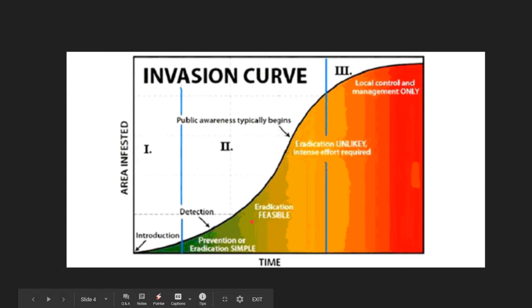And if so, then they are moving up towards this point where we'll start to see them around, and by then it's already too late.